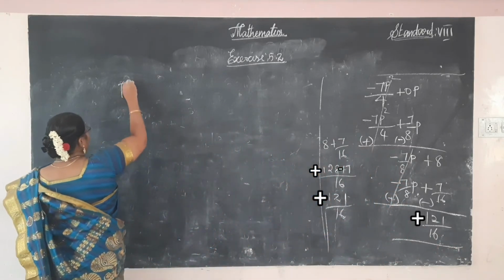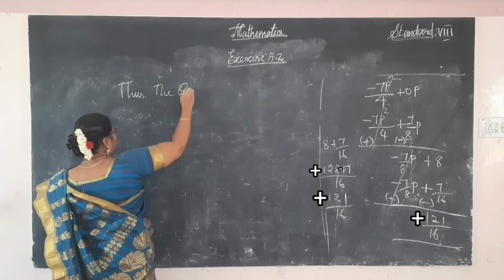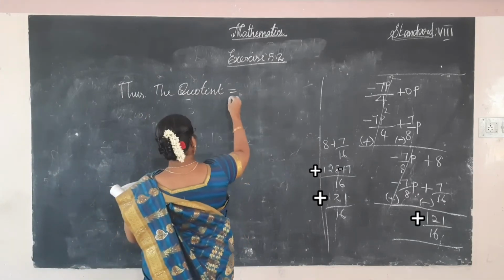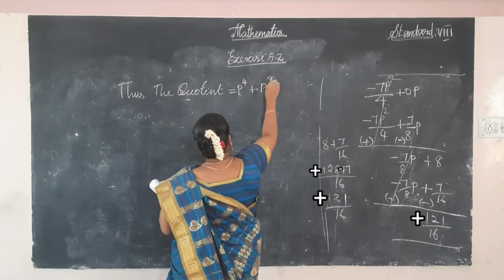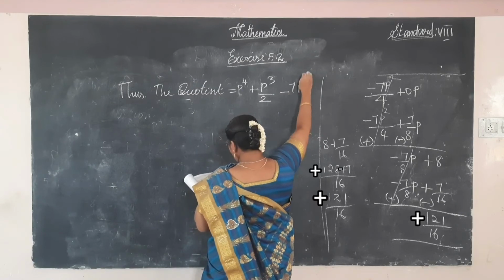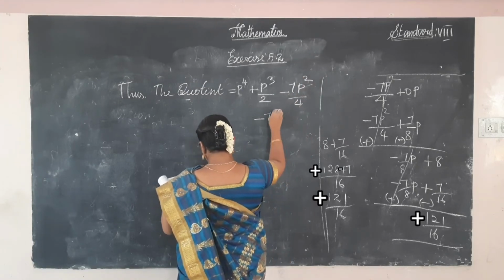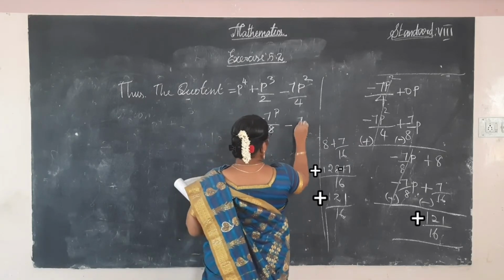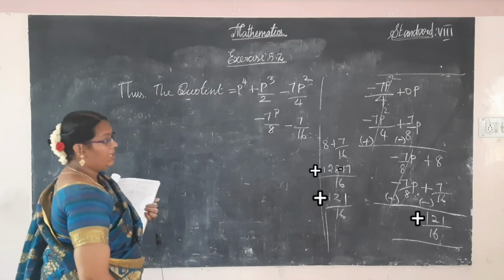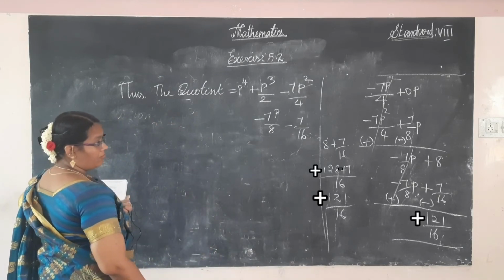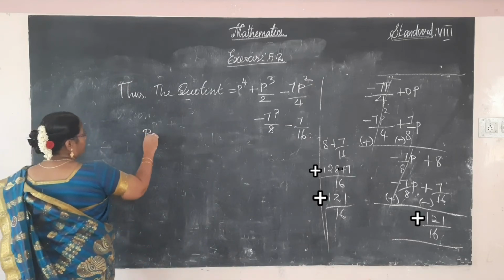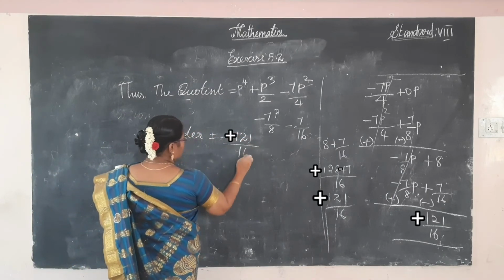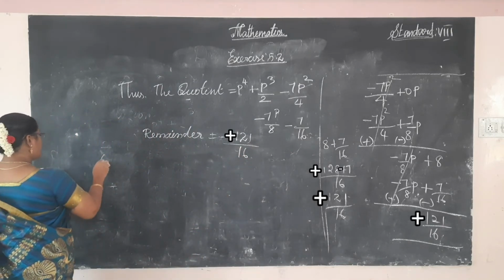Thus the quotient is equal to p power 4 plus p power 3 by 2 minus 7p power 2 by 4 minus 7p by 8 and then minus 7 by 16. Remainder is 121 by 16.